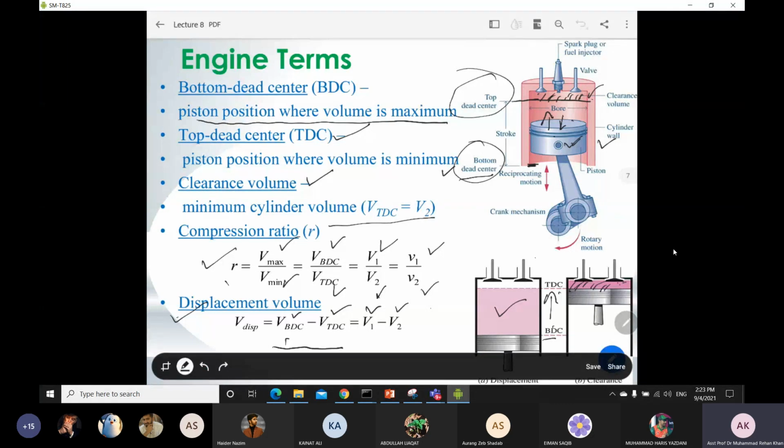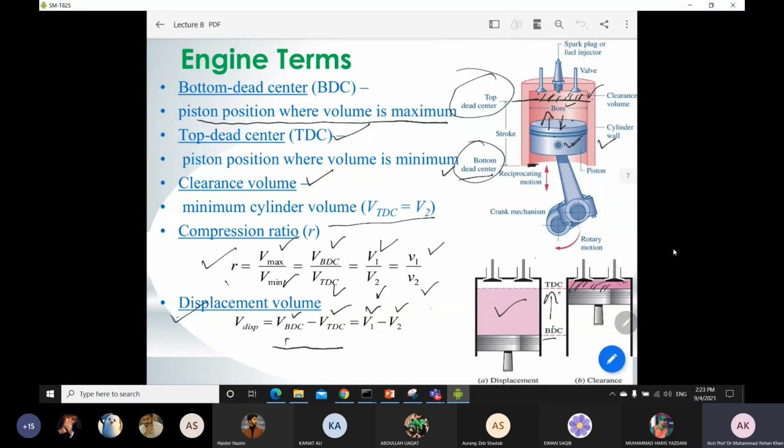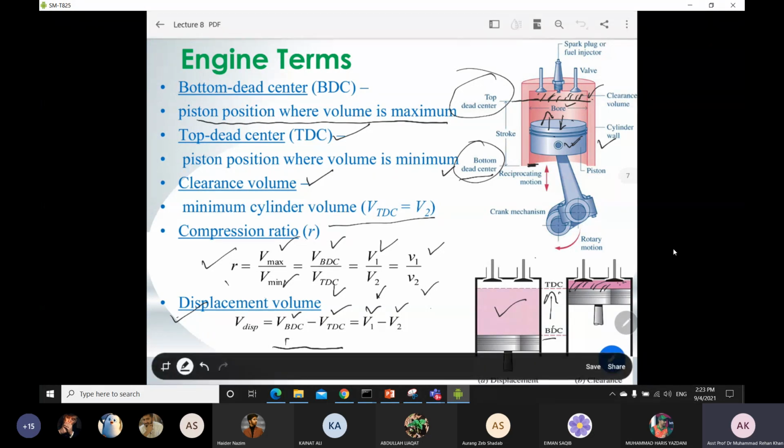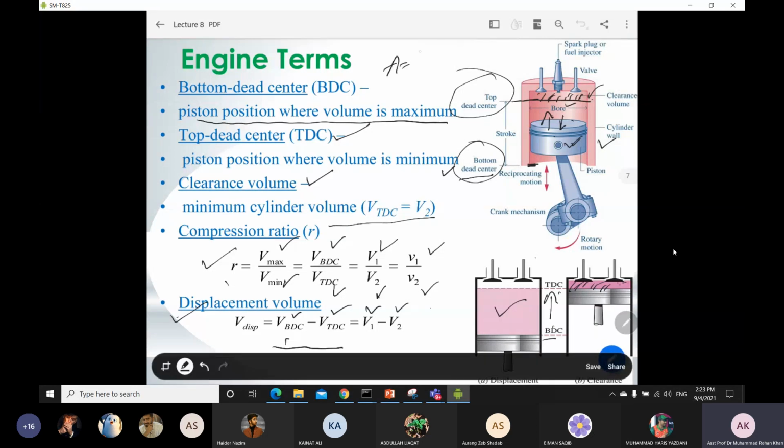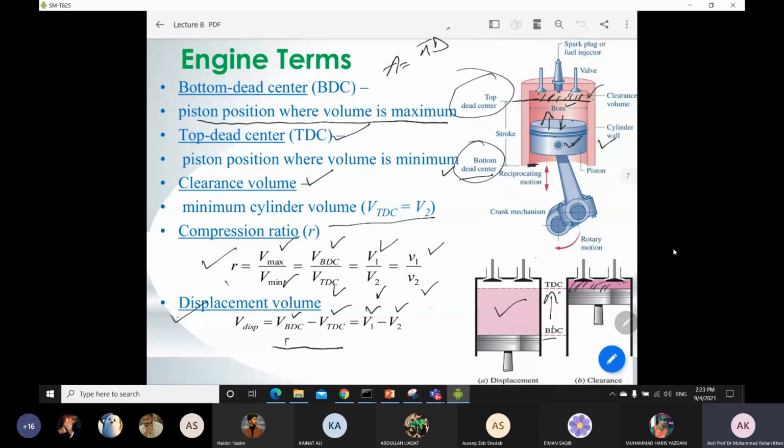Okay, now another important term is called your bore. This is written over there, bore. Bore is basically the diameter of your piston, and the internal diameter of your cylinder as well. So if your bore is given in your question or problem, it means the internal diameter of your cylinder, or the diameter of the piston, is given. If you have to find the area of your piston or the internal area of your cylinder, you can easily find it by pi d squared over 4, and this d is your bore.